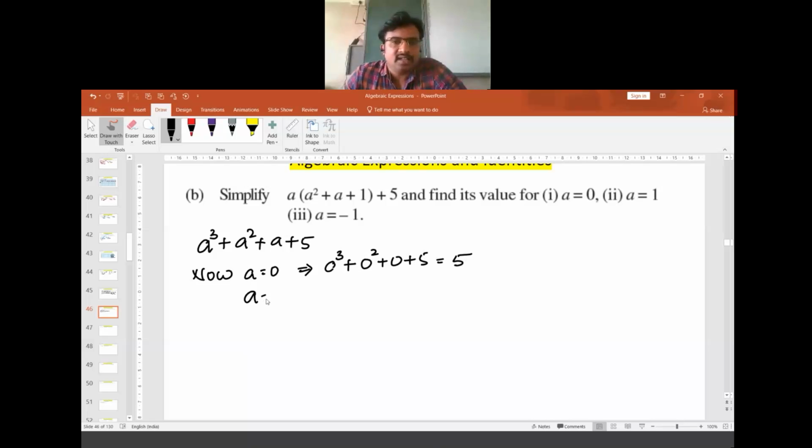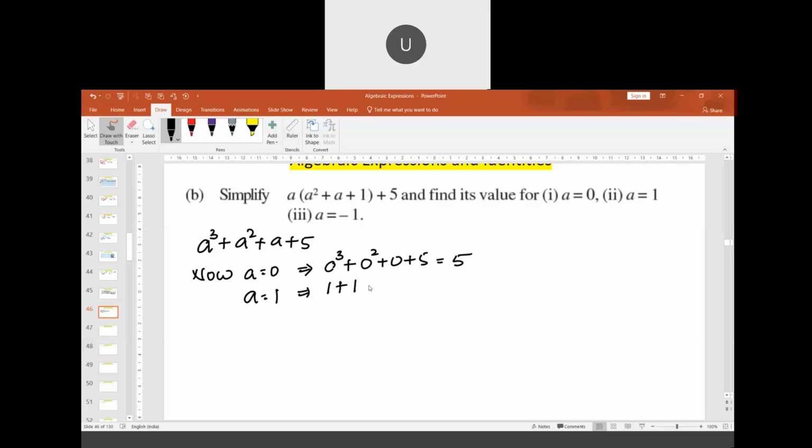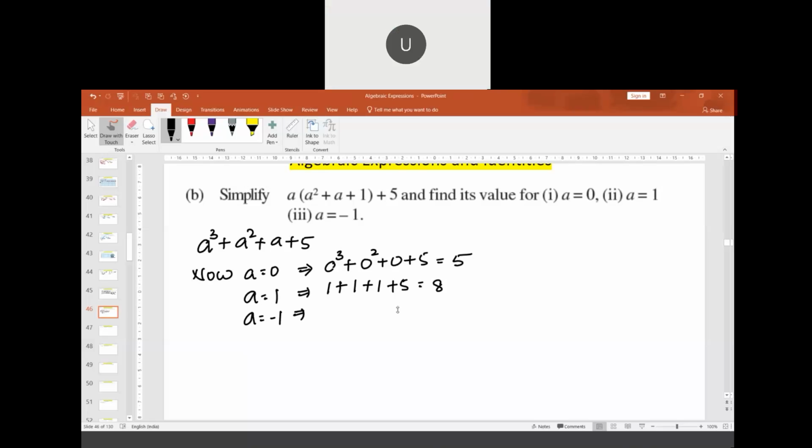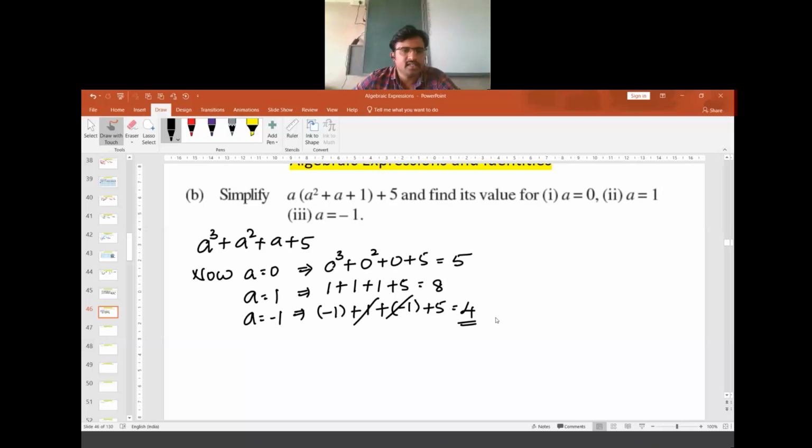For a is equal to 1, it is 1 cube, which is 1. 1 square is also 1. 1 plus 5 plus 1 plus 5, totally it is 8, sir. For the third one, a is equal to minus 1. Now we should be careful. When the cube term is there, we get minus 1. When the square term is there, plus 1. Again minus 1 plus 5. So these two can be cancelled and we get the result as 4. 4, sir.